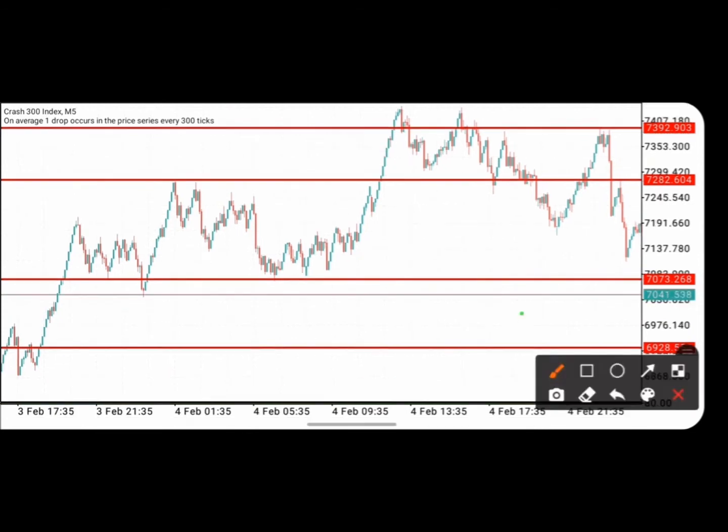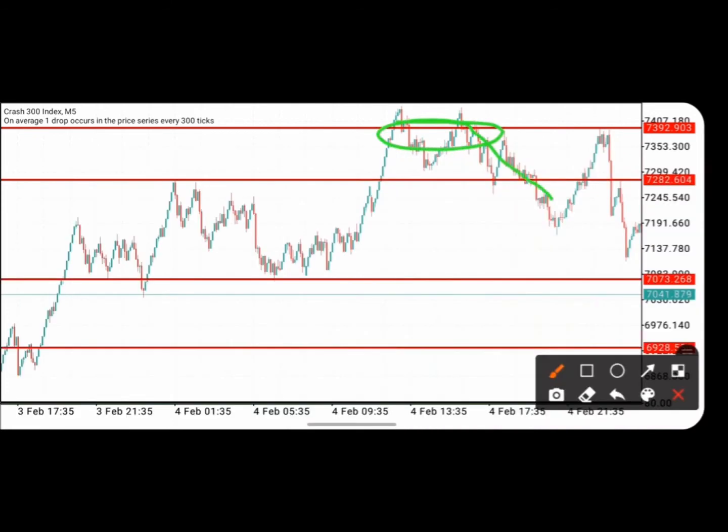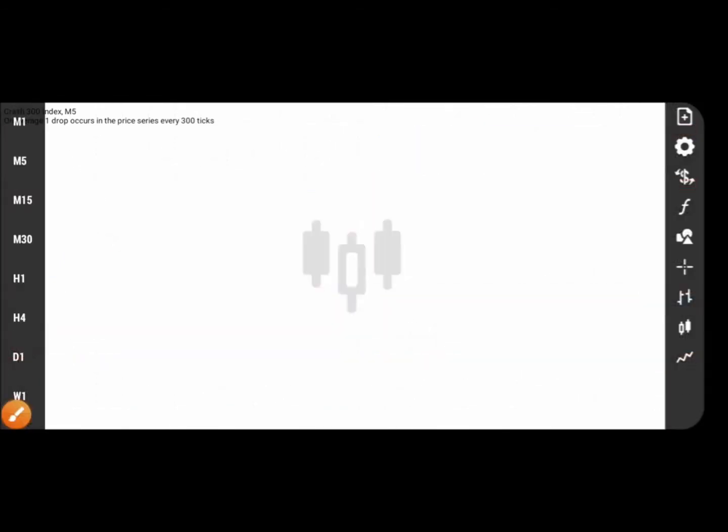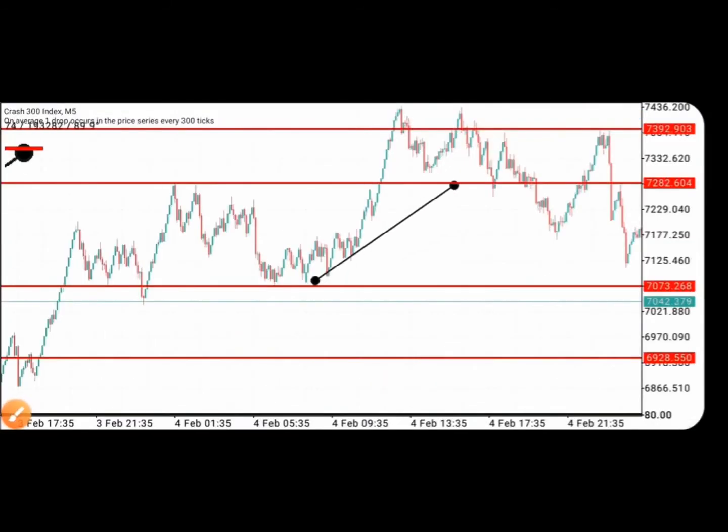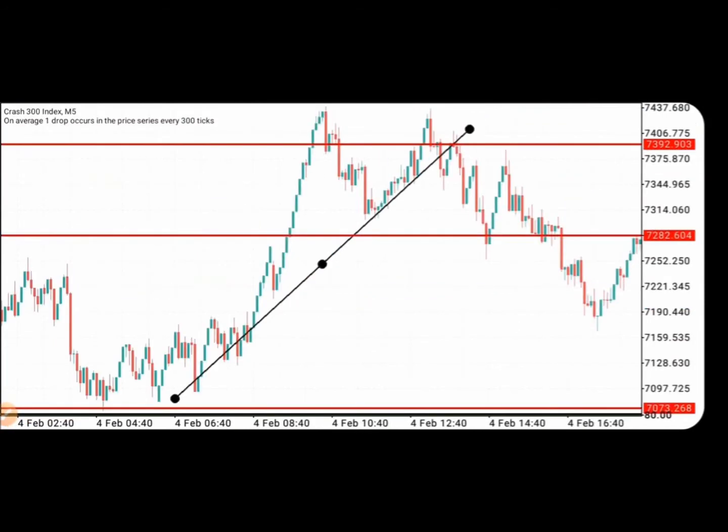In this case, you can see that the market reached here and then it created a double top, and after the double top it started selling. For you to be able to find proper entries, you have to draw your trend line. We have to draw your trend line to be able to identify proper entries. This was a breakout and a retest.